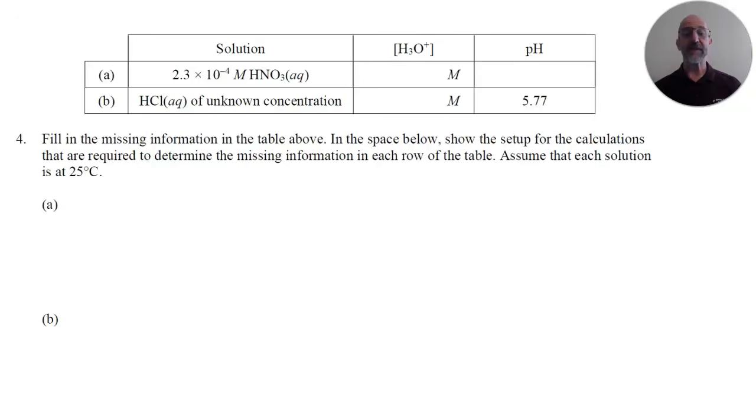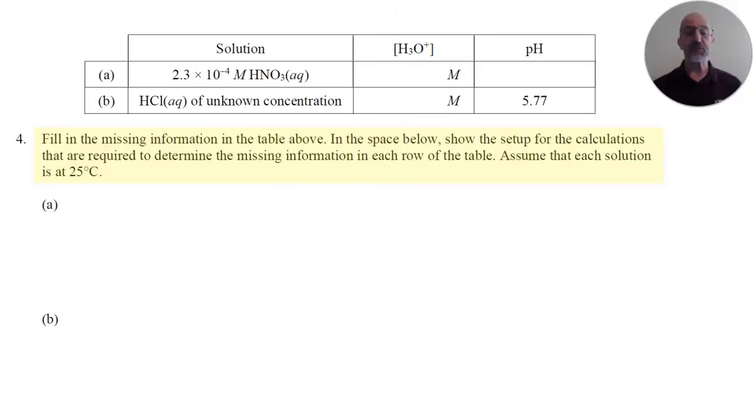So now it's time to move on to the practice for topic 8.2. This is question 4. In question 4, we are given a table and it says, fill in the missing information in the table above. In the space below, show the setup for the calculations that are required to determine the missing information in each row of the table. Assume that each solution is at 25 degrees Celsius.